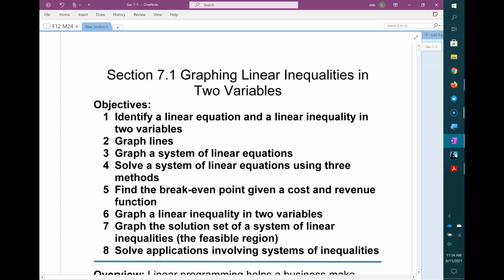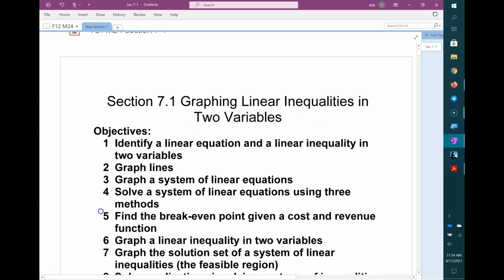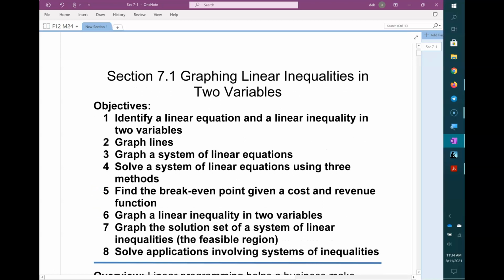This section has 8 objectives, so it's pretty long because it's a big introduction to this topic. It's called Graphing Linear Inequalities in Two Variables, and Chapter 7 is about linear programming. So the big topic is linear programming that we're going to be learning about in Chapter 7.